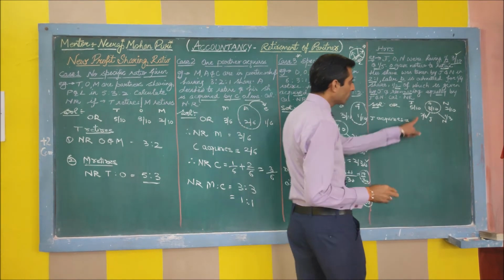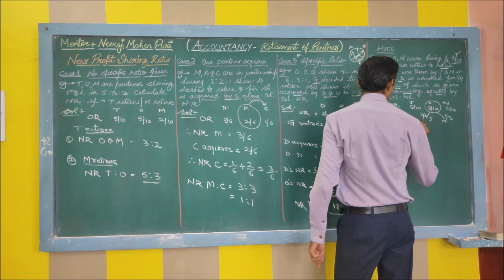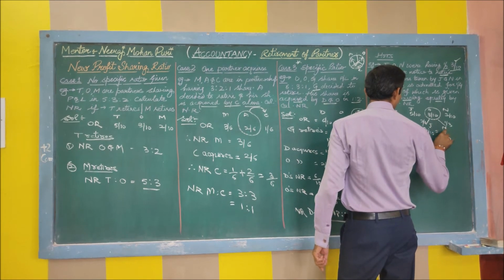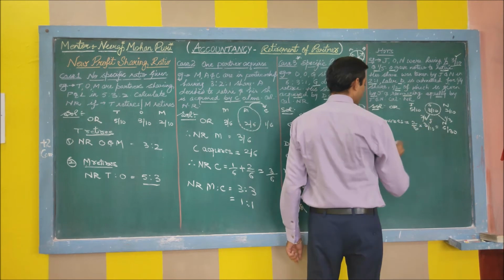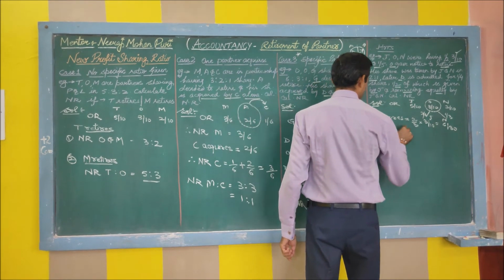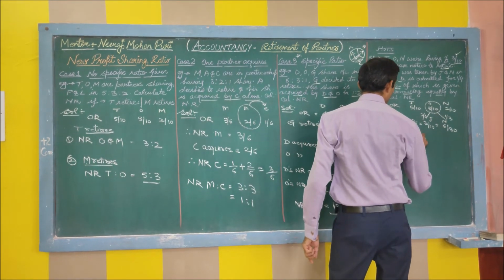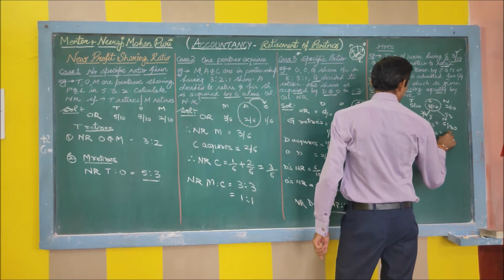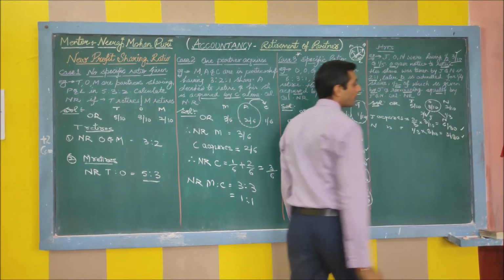J will acquire how much? 2/3 multiply 3/10. This gives 6/30. Next, N acquires 1/3 multiply 3/10. So it is 1/3 multiplied by 3/10. This is 3/30. These are the acquired portions.